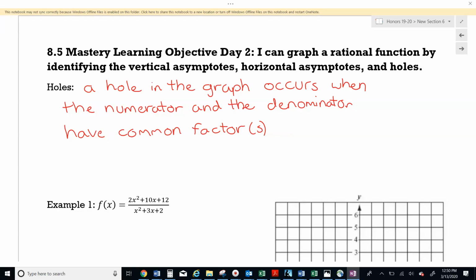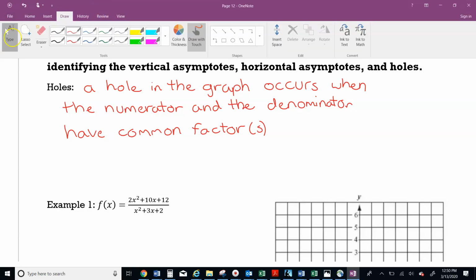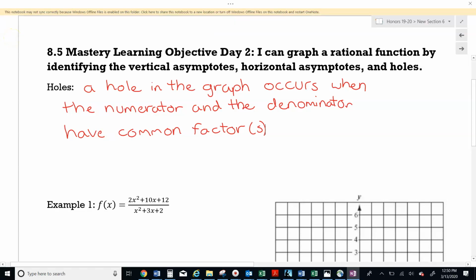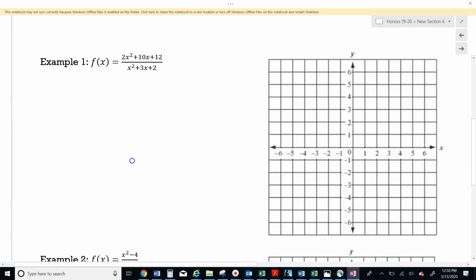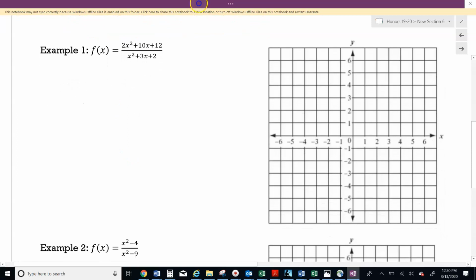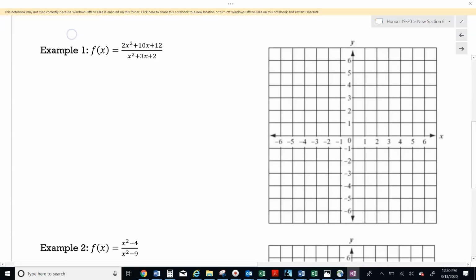So if I have something that is the same in the numerator and the denominator, it cancels out, and that creates this hole in our graph. Okay? And it's again because I would be dividing by 0, but I also have a 0 in the numerator then. It's a very weird situation. Okay? So, our first step is still the same.